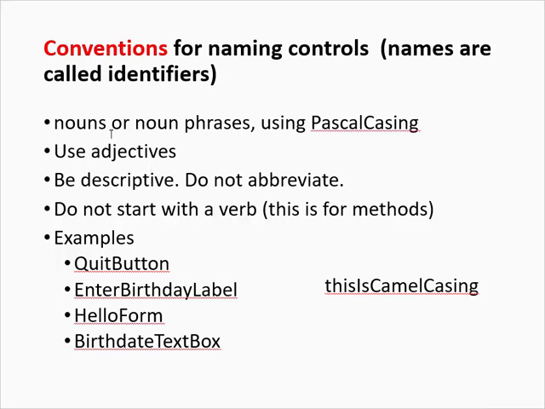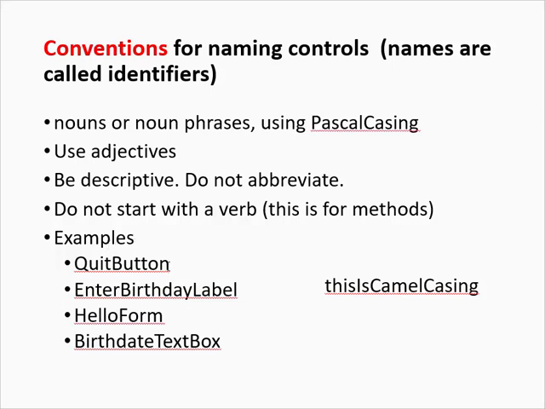So naming our controls: they must be named with a noun or a noun phrase, and it has to be Pascal casing. Use adjectives in your description. Be descriptive. Do not abbreviate. I know it seems like your names will get long, but that's okay. Sometimes people come up with weird abbreviations, and I don't even know what they mean or how they came up with them. Do not start with a verb. That is for methods. Methods are pieces of code that do something. We'll talk a little bit more about that.